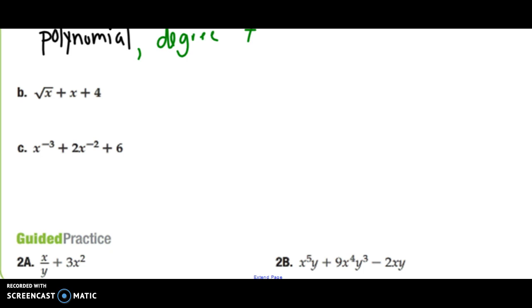Now in letter B, I look at the powers. I see the square root of x plus 4. The first thing that pops out at me is the square root of x. The reason it pops out is because it's not a whole number degree. So this is not a polynomial.